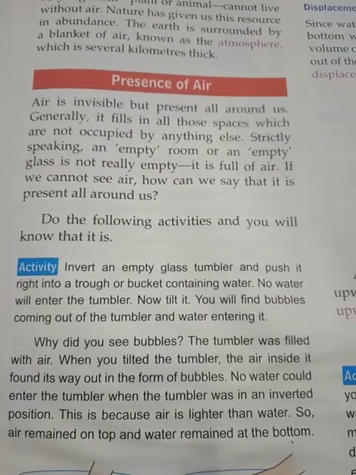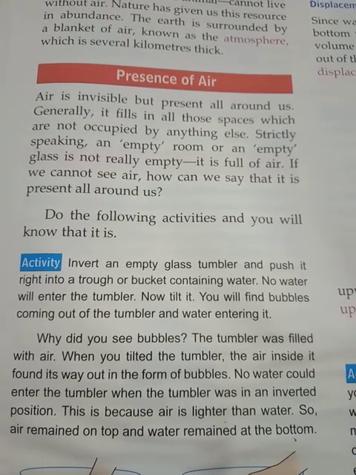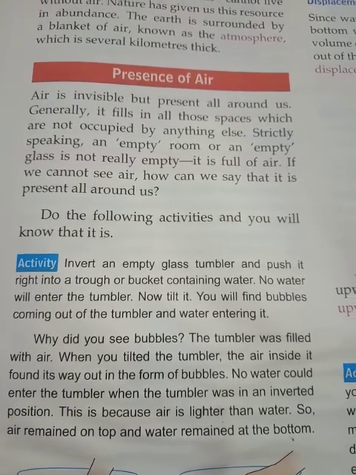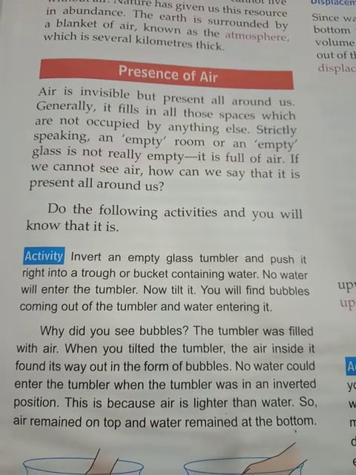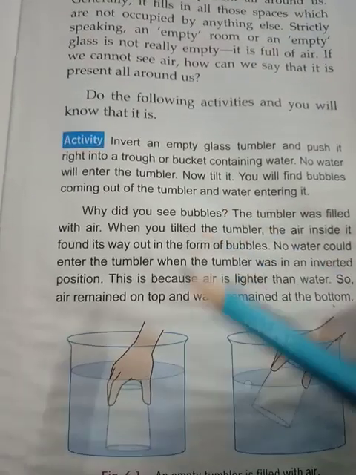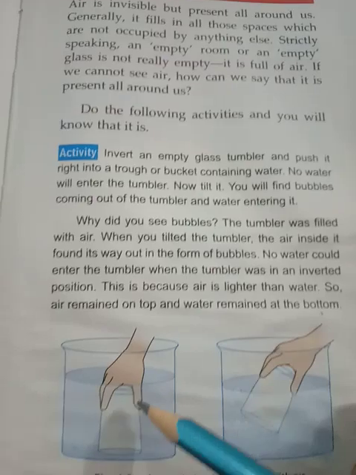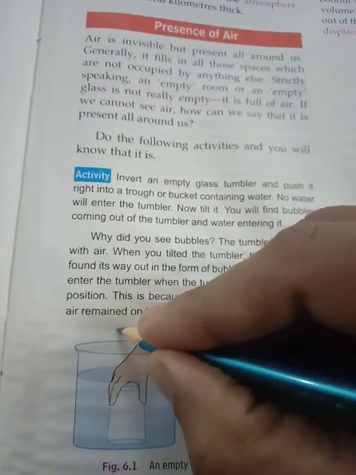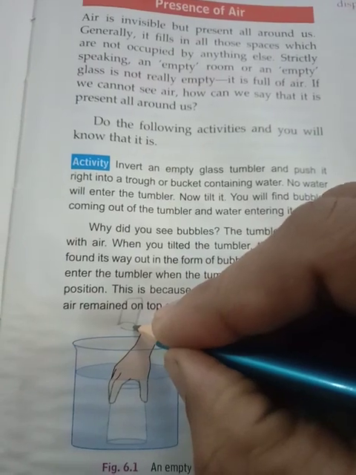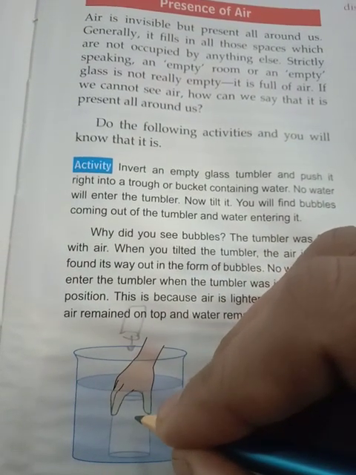Invert an empty glass tumbler and push it right into a trough or bucket containing water. No water enters the tumbler. Now tilt it. You will find bubbles coming out of the tumbler and water entering it. Here we have taken a glass. It's an empty glass. First of all, we are putting the same thing into the water bucket.